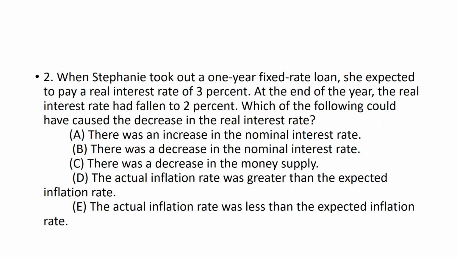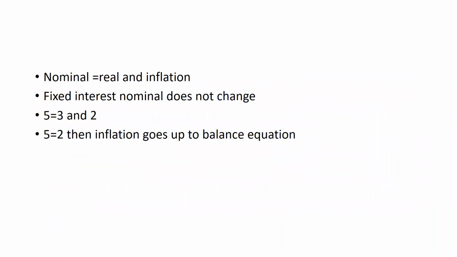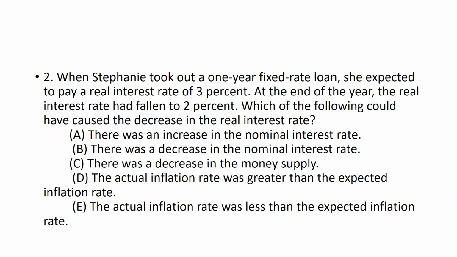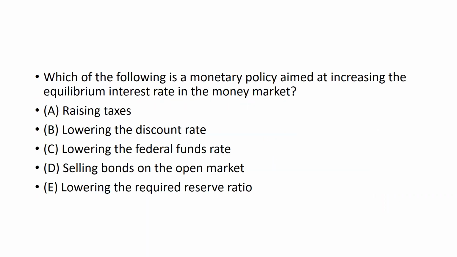All right, let me review that one more time just to make clear. I used nominal equals real plus inflation. Nominal is fixed. And then I just picked a number, 5. The real is 3, so inflation would be 2. Then if real goes to 2, to balance it out, inflation has to increase. I go back, the actual inflation rate was greater than expected.